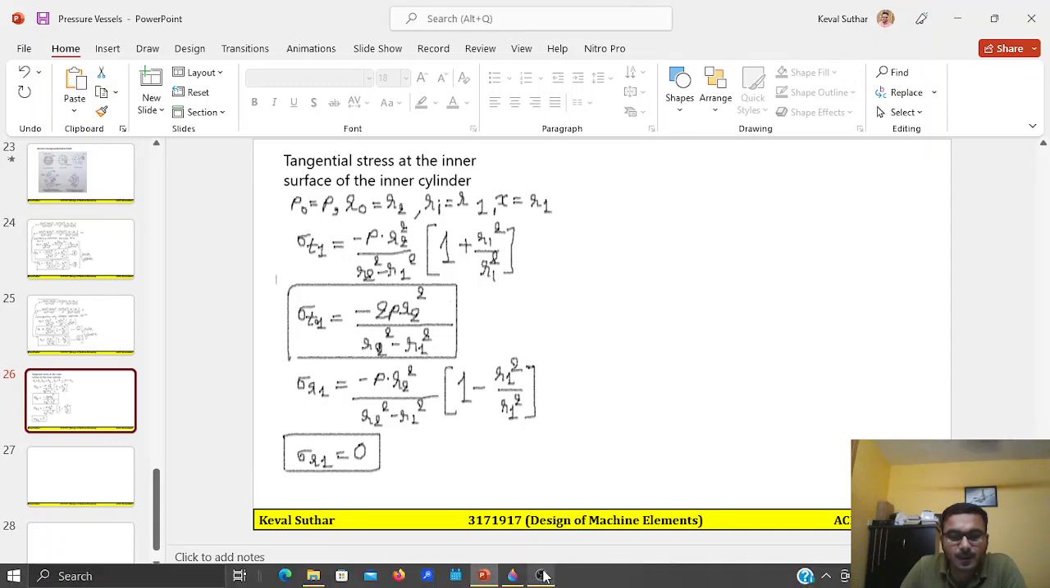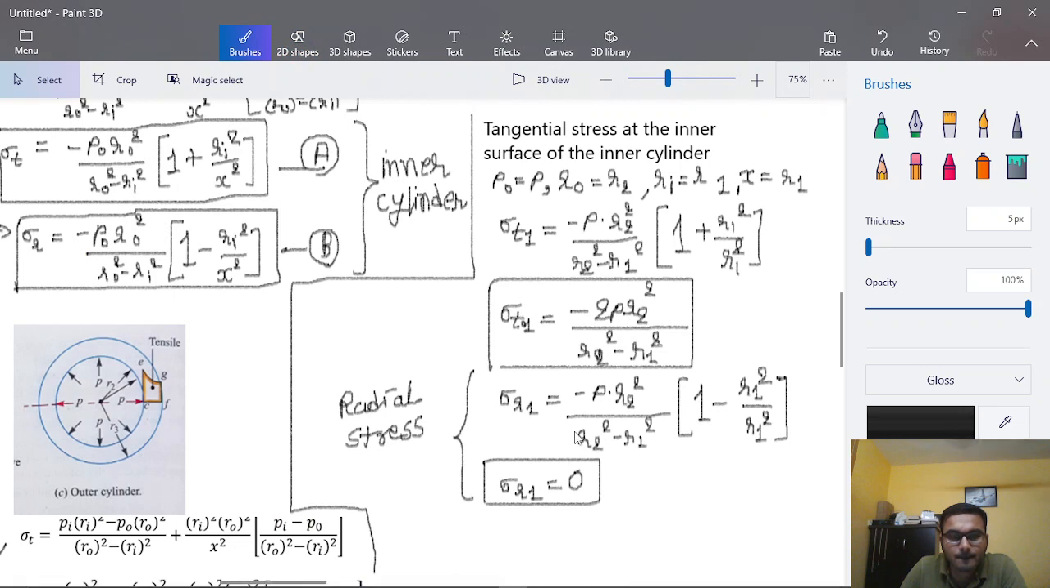So here, the first equation, let us give this some name, equation 1, okay, and this is equation 2. Now the equation 1 is the tangential stress at the inner surface of the inner cylinder.